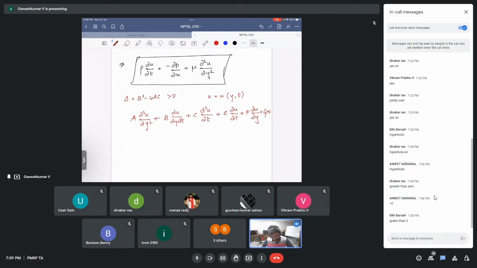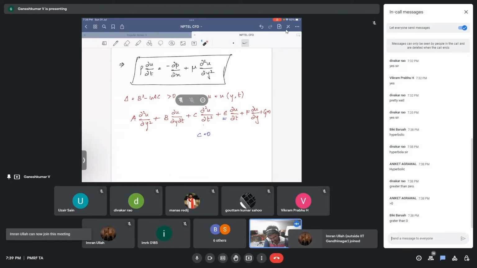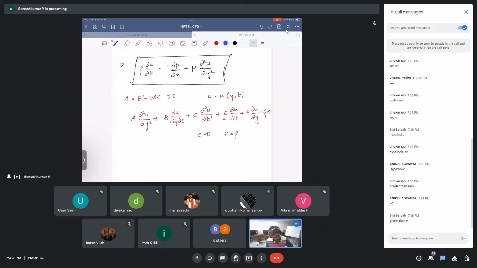So if you compare these two equations, what happens? This e term is there, this term is not there. So this term won't be there, which means that c is equal to 0, because the second derivative of t is not there. We have only a single derivative of t. So e is there, e is the coefficient of dou u by dou t, which is rho. E is there, but c is not there.